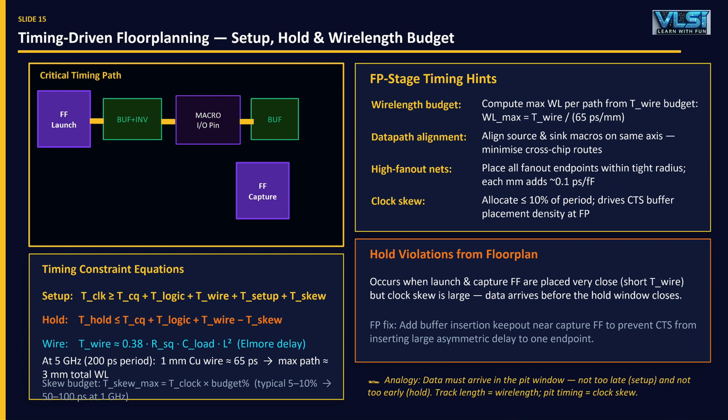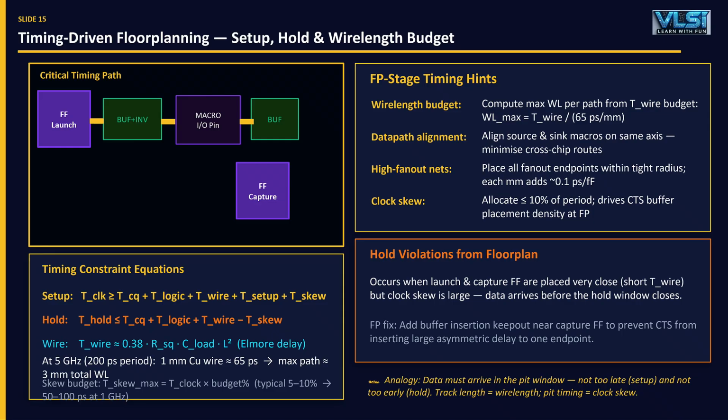Now here's the modern challenge. Wire delay is often larger than logic delay. That means distance matters more than ever. If two blocks communicate frequently but are placed far apart, delay increases. Timing fails. So, during floor planning, engineers identify critical paths and place those blocks close together.